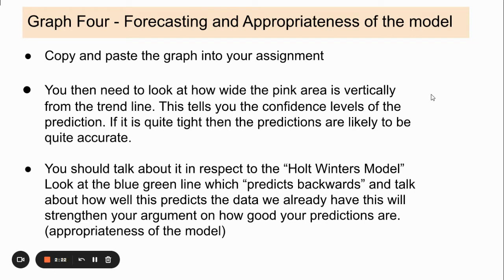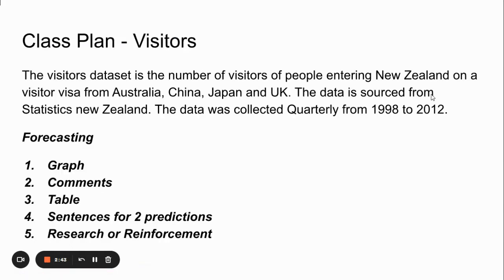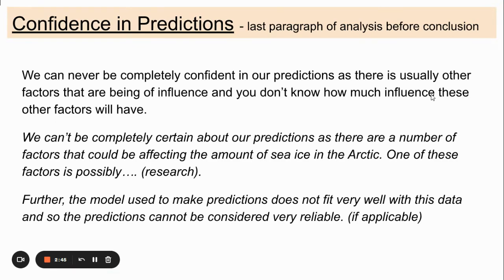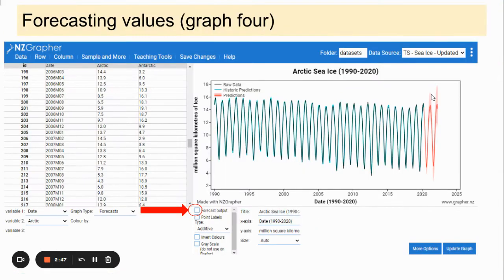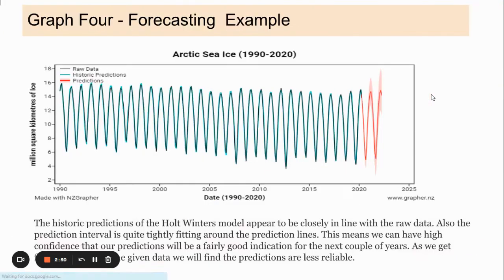You can also use the green line going backwards to make predictions about the past and talk about how well those past predictions would fit the data. So if your past predictions are fitting really well, that means that you have a good idea that your new ones will too. And this is part of the appropriateness of the model that you need to do. So I don't know how I flipped that far. So this is hit here, all right?